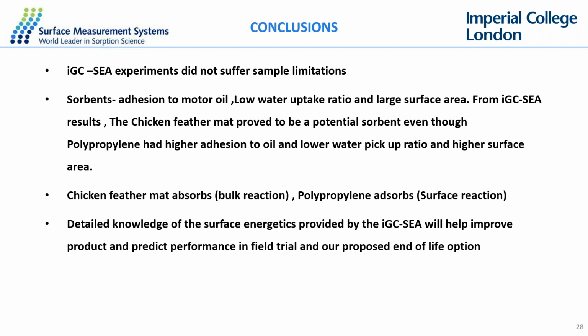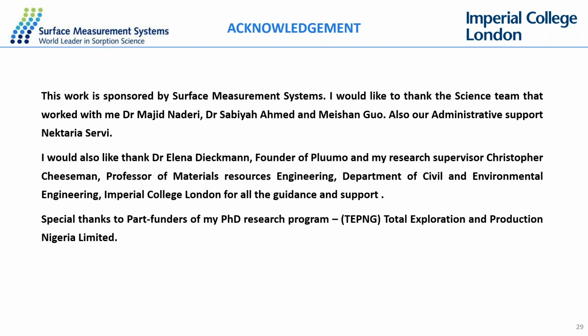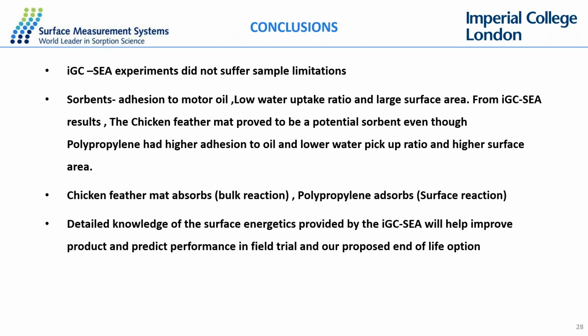We also came to understand that the chicken feather mat's means of absorption was more in the bulk, more in between the molecules, a bulk reaction, while the polypropylene was more of a surface reaction. So the detailed knowledge of the whole surface energetics, provided by the IGC, will help to improve the products and to know exactly what to expect in our field trial and in the proposed end of life option.